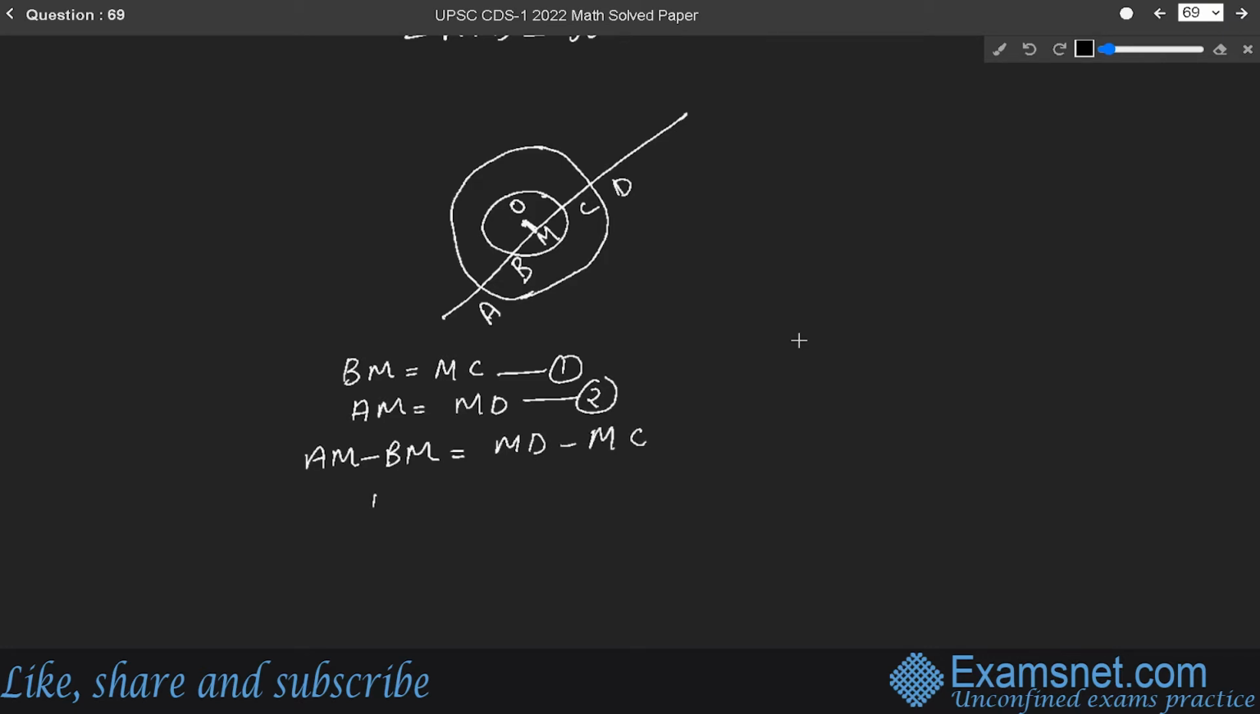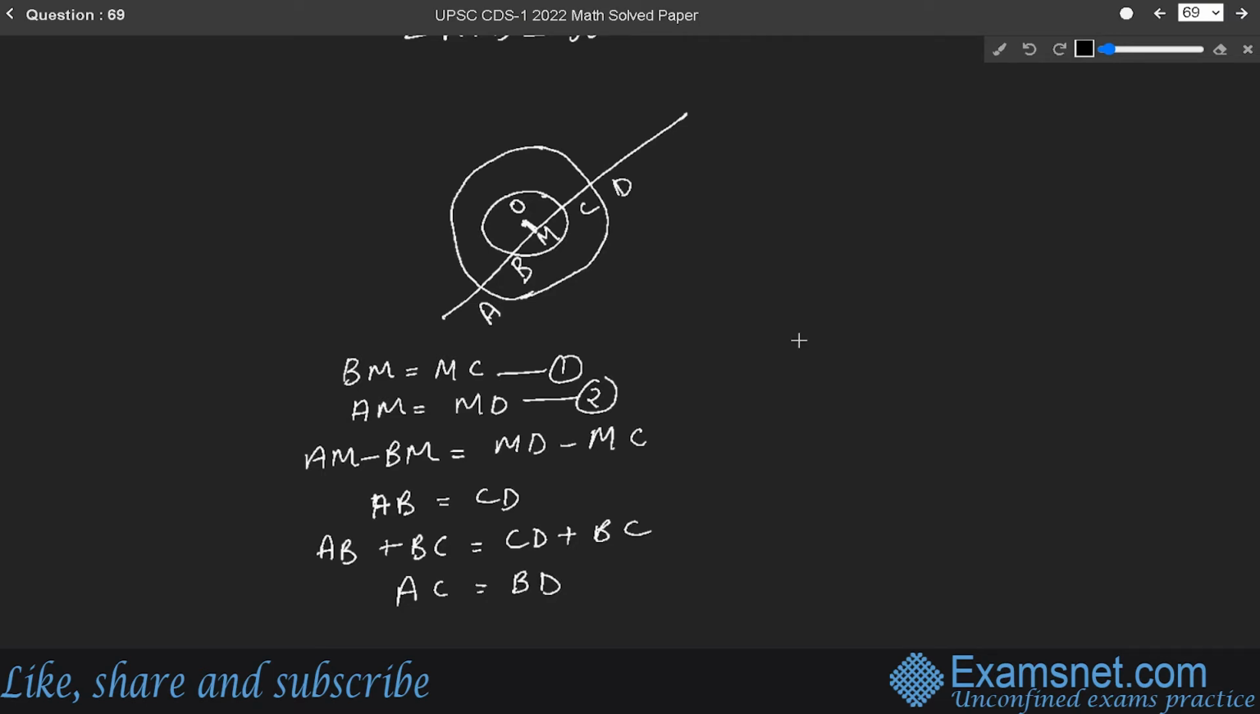Therefore, we can say that AB is equal to CD, because we can see that AM minus BM is AB and MD minus MC is CD. Therefore, AB is equal to CD. It can also be written as AB plus BC is equal to CD plus BC. We are adding BC on both sides. So we can say that AC will be equal to BD.